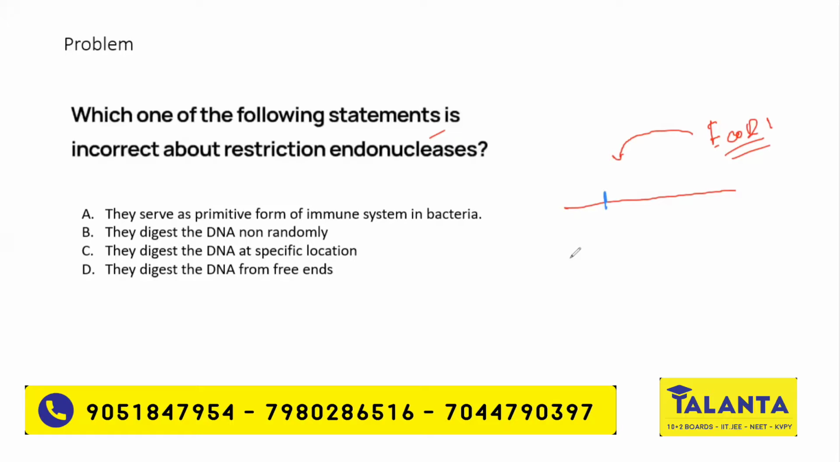in this particular region and not from a random free end, not from here, not from here, not from a random free end. So that is the answer. So the correct answer for this question is they digest the DNA from free end. That is option D. It is incorrect. Actually, this statement is incorrect.